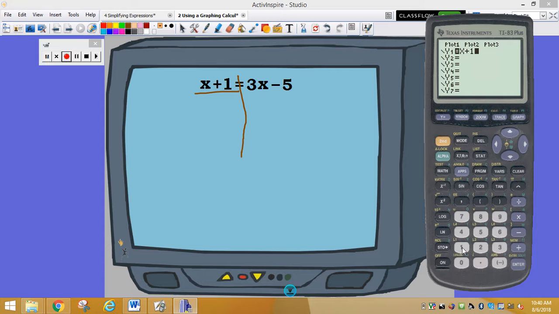plus 1. You guys need to be doing this too, because the more you do it, the more likely you will be to remember how to do it. So x plus 1. Then I'm going to go down, and I'm going to type in the right-hand side. 3x, remember your x is right here, minus 5. And I'm going to hit graph.